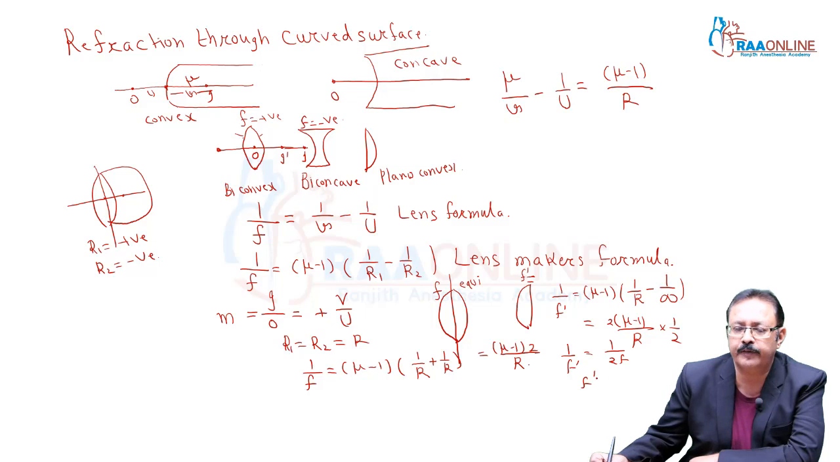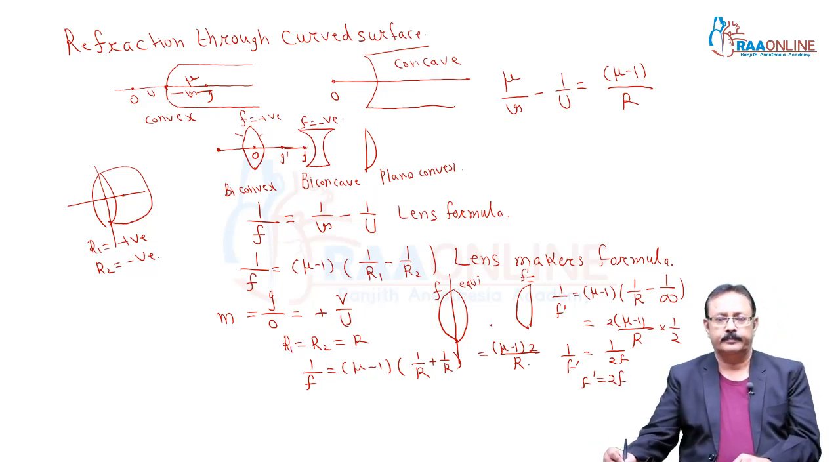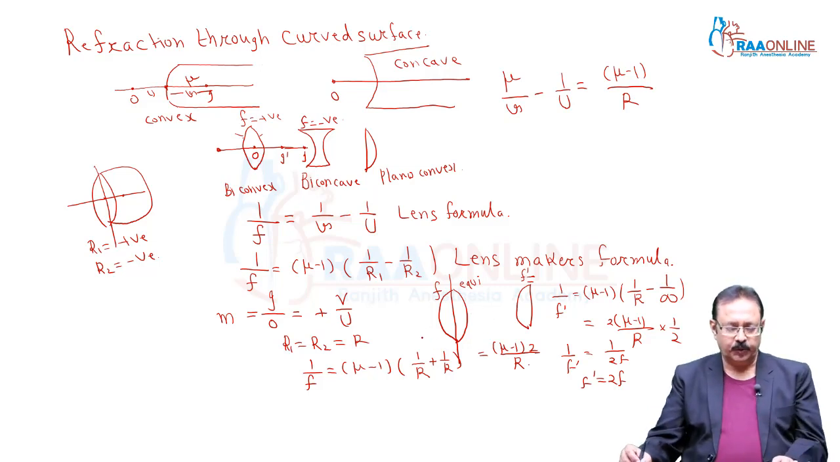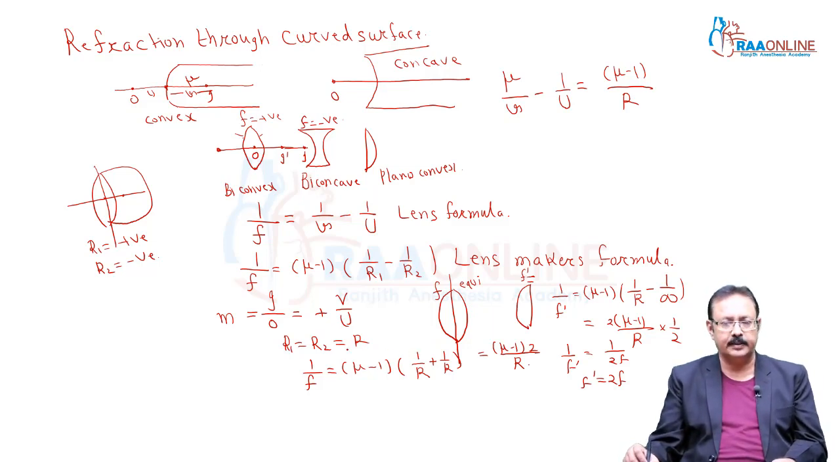So what are we observing? That focal length will become double. So focal length is double. So getting my point? They can ask this type of problem in convex lens and concave lens.